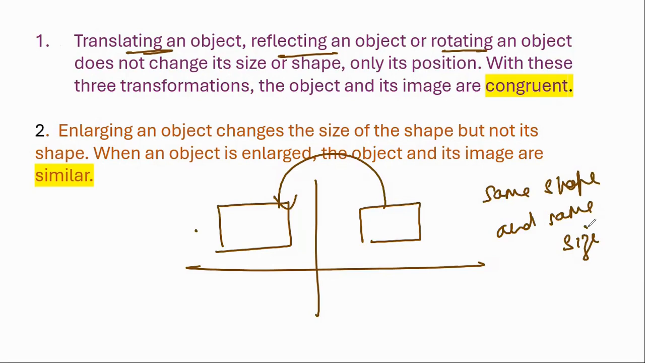But if I'm doing the enlargement or reduction, obviously the shape is the same, but the size is not the same. So enlargement always gives similar shapes, not congruent ones. Congruent means having the same shape and the same size. But similarity means that if you are doing an enlargement or a reduction of the object, then the new figure I obtain is called a similar shape. The original one and the new image are called similar figures, because they have the same shape but the sizes are not the same. Right? So I think that's very clear to you.